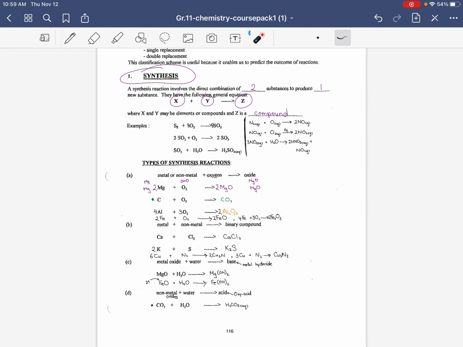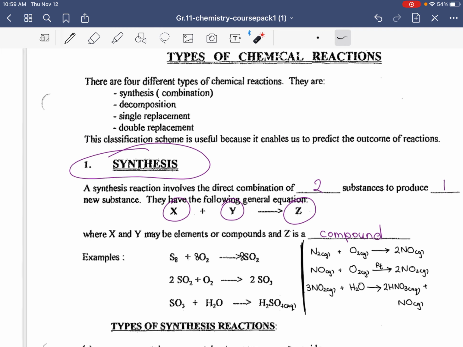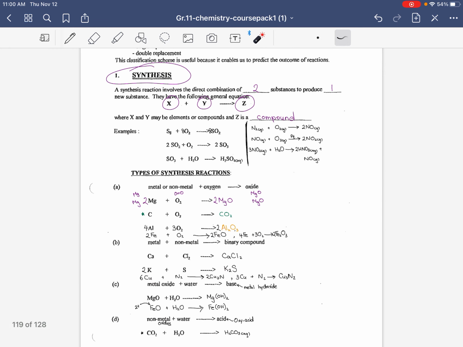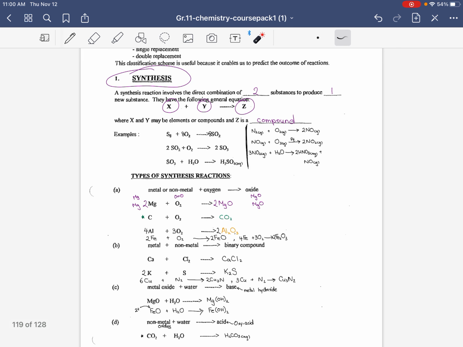Anyway, that is synthesis. And the next day, we'll talk about decomposition. Okay, that's this one. This is kind of like the opposite of synthesis. And combustion. So we'll do combustion and decomposition together tomorrow. But hopefully you guys understand the complexity of synthesis and you understand how to balance these chemical reactions, because they are extremely, extremely important moving forward.